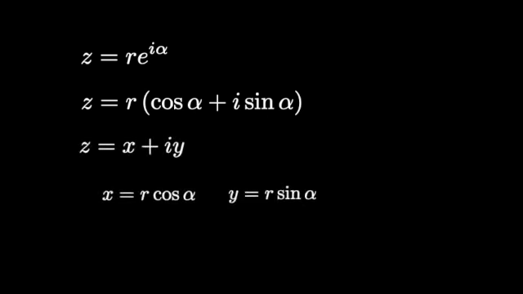Of course, to go back from the polar form to rectangular coordinates, we replace e raised to the i times alpha by cosine alpha plus i times sine alpha. Then z is equal to x plus i times y, where x is r times cosine alpha and y is r times sine alpha.